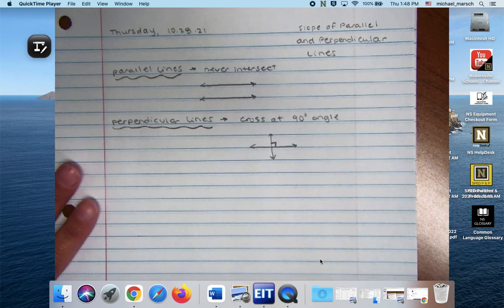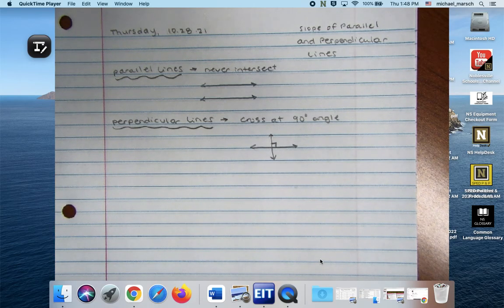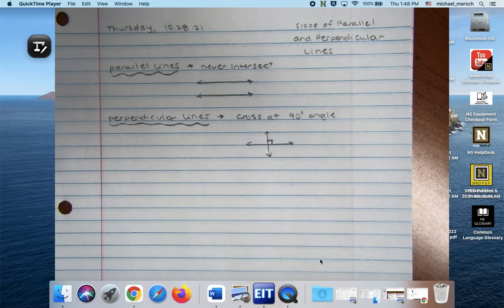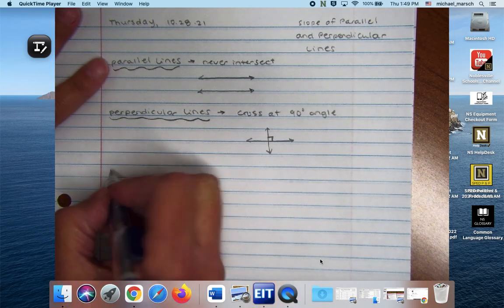Okay. So we're going to be talking about what the equations look like for two lines that are parallel and two lines that are perpendicular. Any questions so far? Nope. Okay. So we're going to jump into examples.